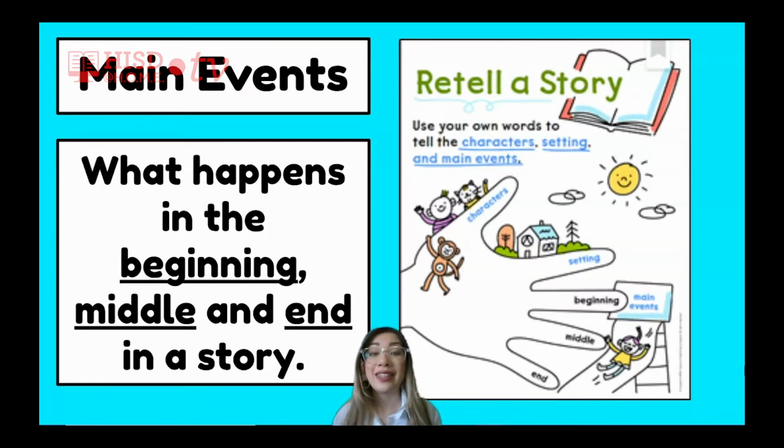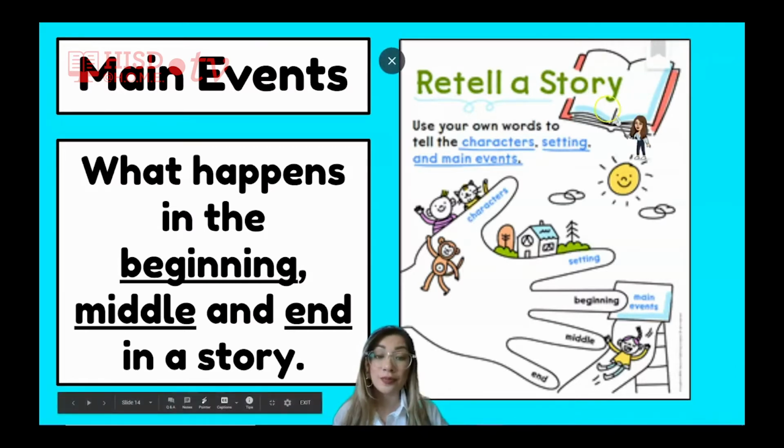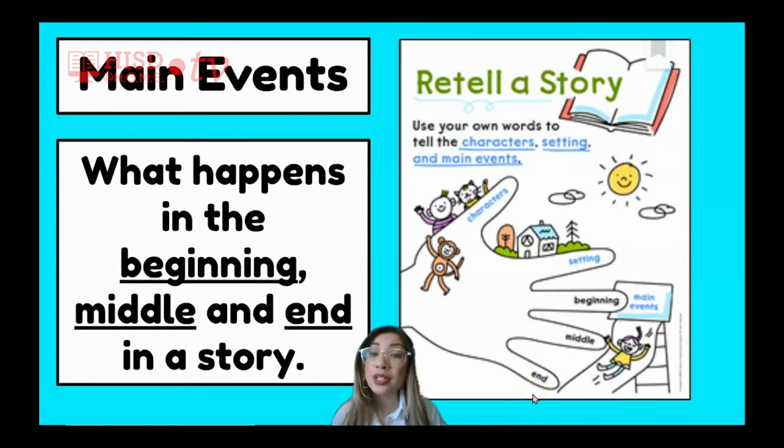You make sure you look at the characters, the setting, and the main events. Remember that the characters are right here, and we have the setting, and what happens in the beginning, the middle, and the end of the story. And this is going to help us to make an inference. It's going to help us use our words to make an inference.